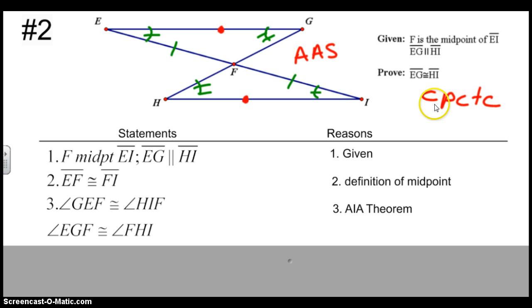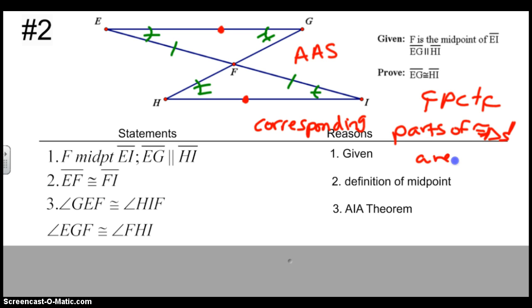CPCTC. I don't remember if we wrote this in our notebooks yet, but CPCTC, say that 10 times fast, stands for corresponding parts of congruent triangles are congruent. So you want to write that down. CPCTC stands for corresponding parts of congruent triangles are congruent.